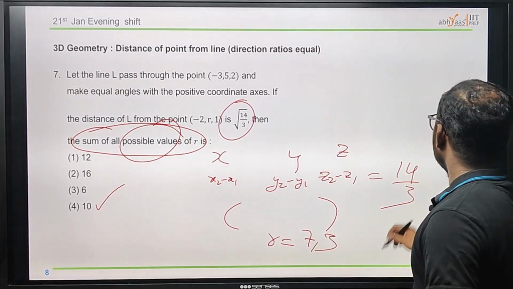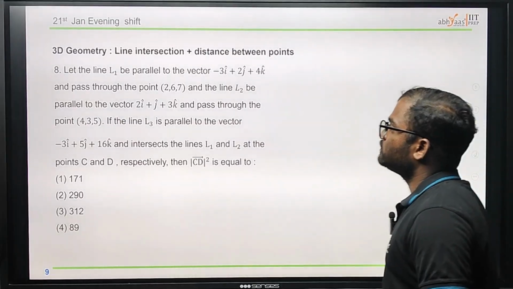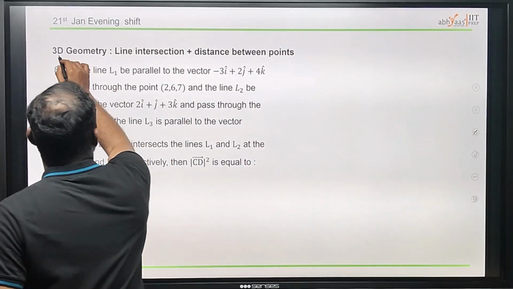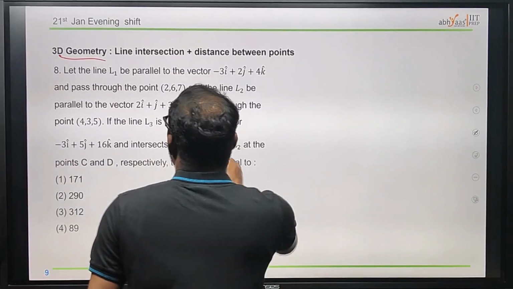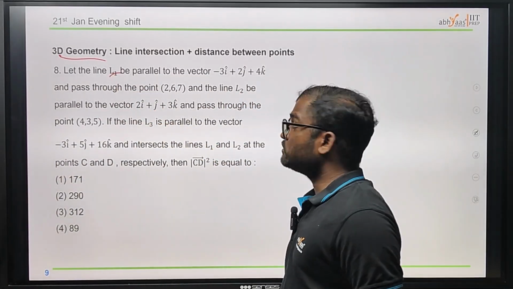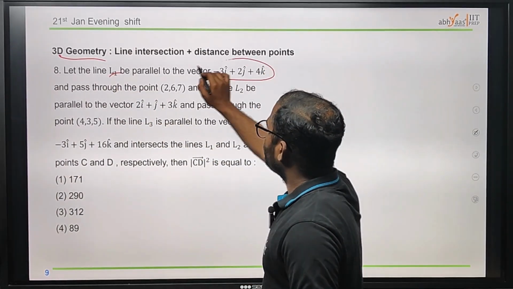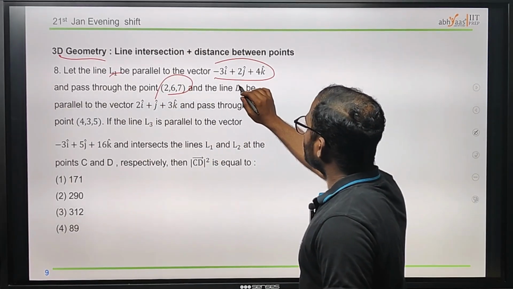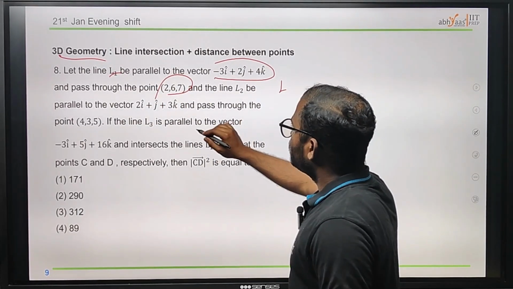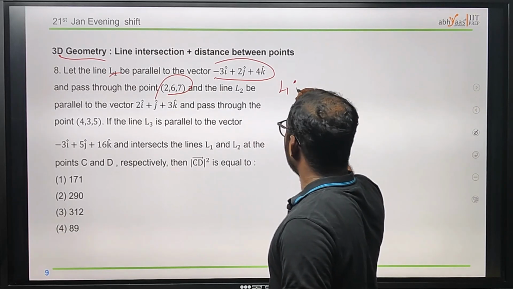Now next we have another 3D geometry question, which is a line intersection plus distance between points. They have given lines L1 and L2, which are parallel to a vector and pass through a point. If you see here, we have L1.